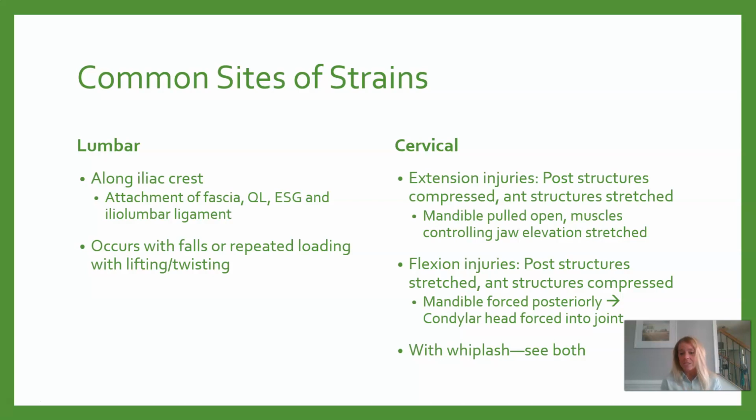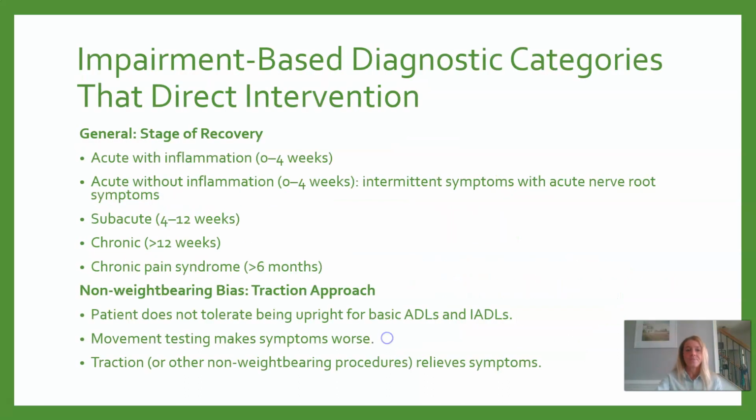So with whiplash injuries, you actually see both, because whiplash injuries usually occur when someone is hit from behind in a car accident. Their head is first thrown forward, so forcible flexion, and then when the momentum is removed, it snaps back into extension. So you have the stress and strain of basically all the structures in the neck.